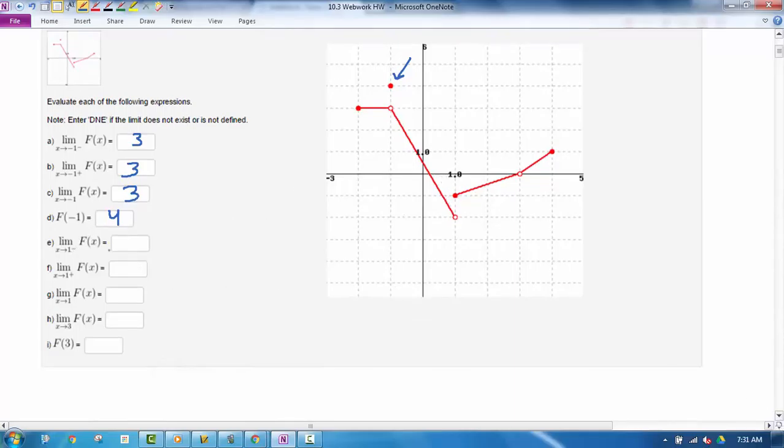1 from the left is approaching -2. 1 from the right is approaching -1. And then 1 overall, the limit does not exist, and the reason why is because we have two different numbers here. So if you approach two different numbers from the left and the right, then the limit at that point does not exist. And then the limit as x approaches 3 of this function from the left and the right is the same, and that's 0. And then f of 3 is undefined because we have a hole there. So we would just say does not exist for that one as well.